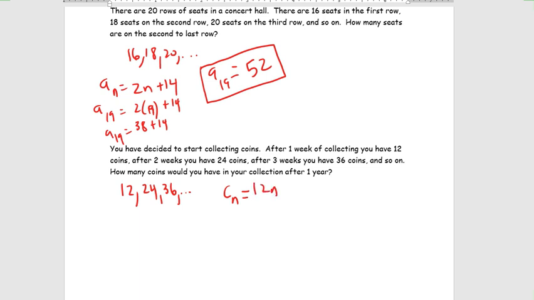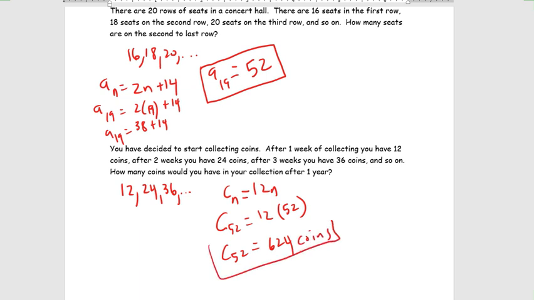Now, if we went back 12 to the 0th term, it would actually be 0. So our y-intercept is 0 here. So here's the explicit rule. C sub n equals 12n, where n is the number of weeks. Well, let's see. How many coins would you have in your collection after 1 year? 52 weeks in a year. So C sub 52 would equal 12 times 52, which would give you 624. And we could write out the units here, coins. All right, so there are arithmetic sequences.